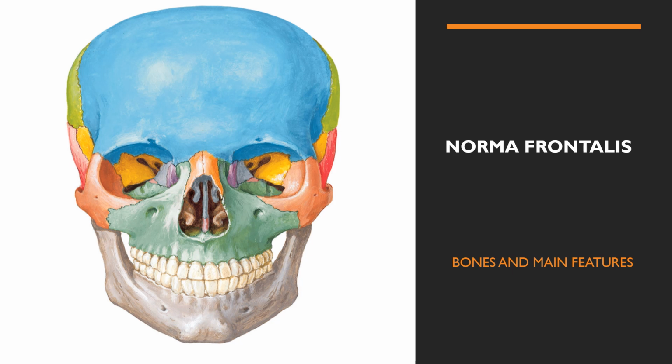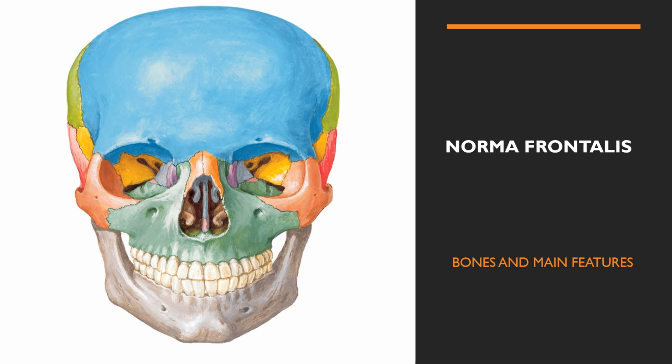Okay, we'll start studying the different views of the skull by studying the norma frontalis. The norma frontalis refers to the view of the skull that forms the front. It primarily includes the frontal bone, zygomatic bones, because there are two, nasal bones, which is here, also two, maxilla bones, which are also two, and mandible. Understanding these bones is essential for comprehending the structures that pass through this area.